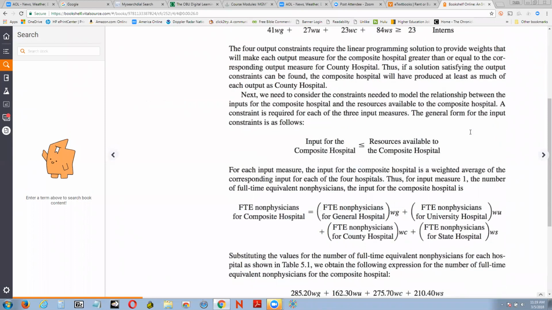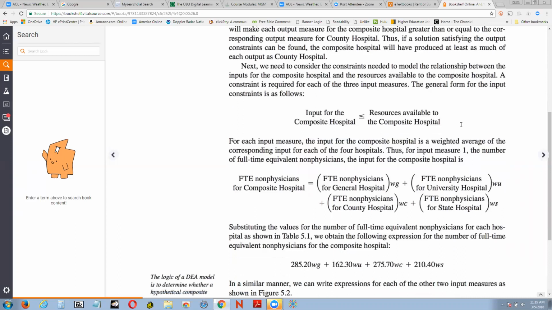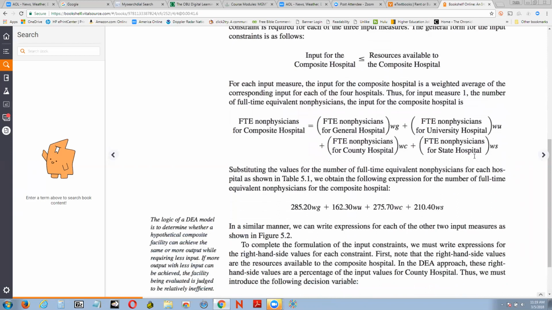Okay. So we have the inputs, and what we say is the input for the composite hospital must be equal to or less than the resources available to the composite hospital. Okay? This guy, and we're talking about the idea of equifinality. Then we build this, okay? And we have the input measures for them.